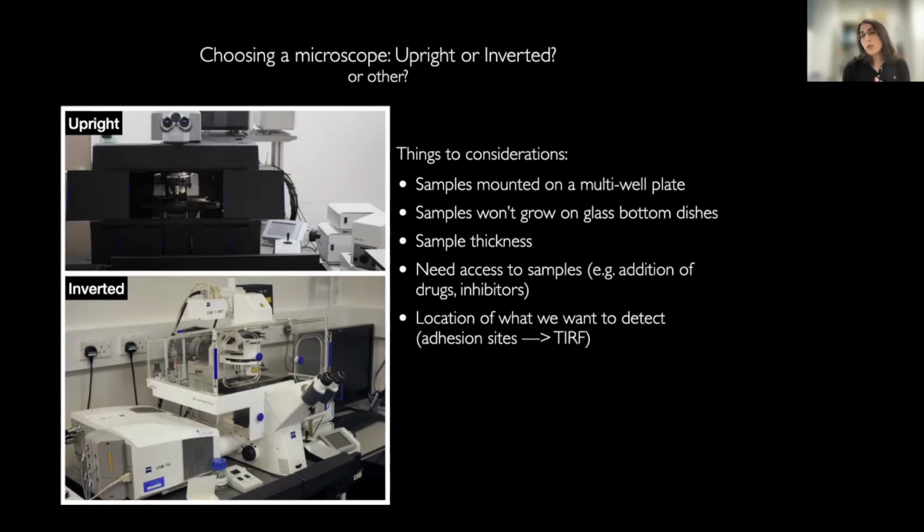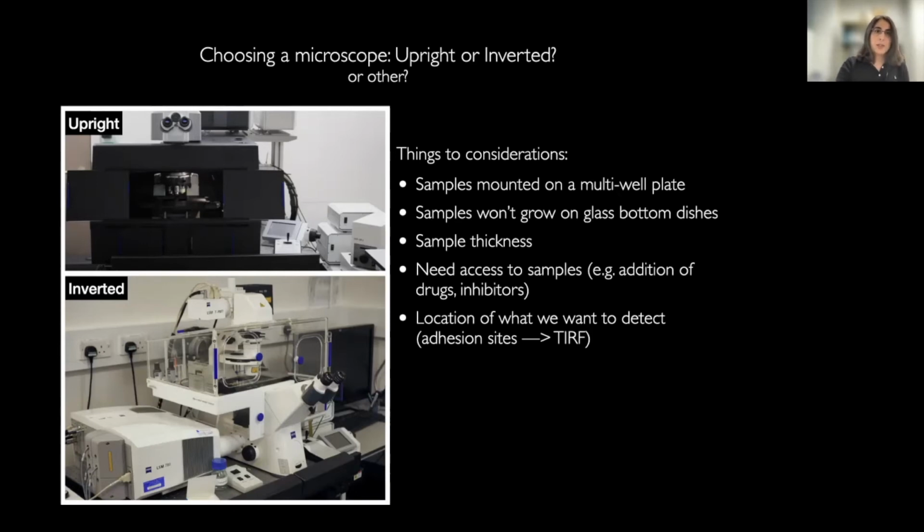Then location of what you want to detect, what proteins perhaps you want to detect, adhesion sites, which usually are in the bottom of the dish or at the surface of the glass. You would want perhaps to use total internal reflection microscopy. For that, you have no other option. It's an inverted microscope.